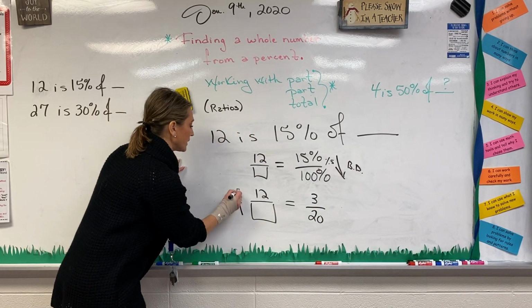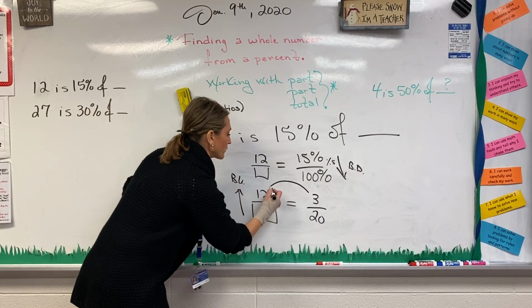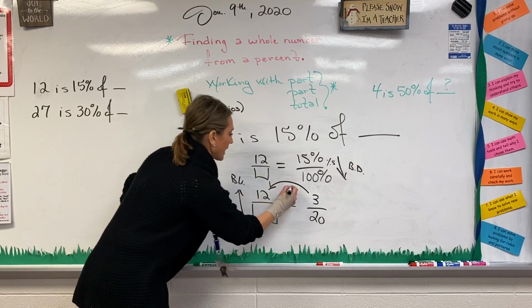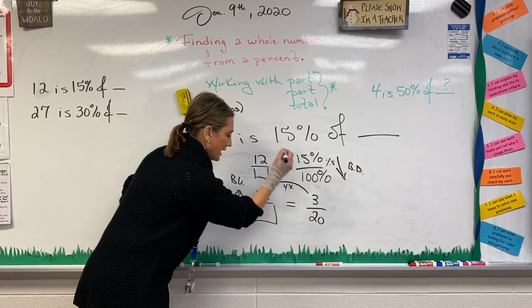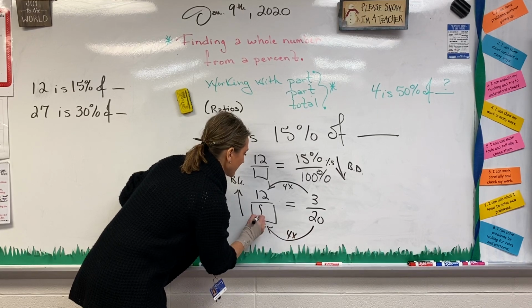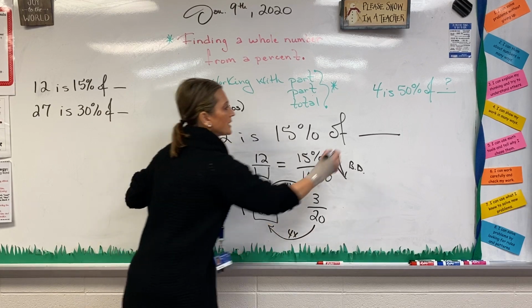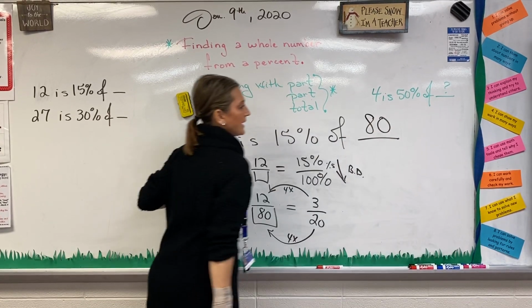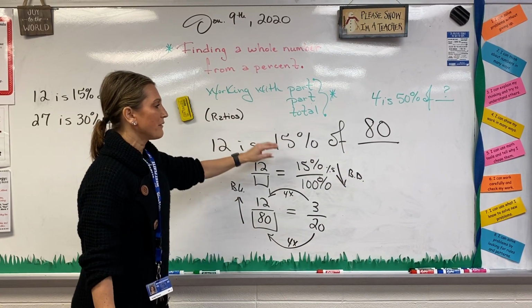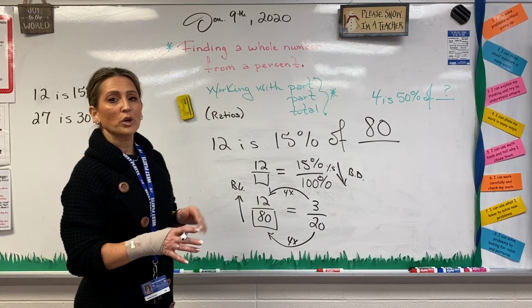I'm now going to build it up. BU. How do I get from 3 to 12? I multiply it by 4. If I do it to the top, I must do it to the bottom. And it tells me that 3/20ths is equivalent to 12/80ths, which means 12 is 15% of 80. And that is what we worked on today.